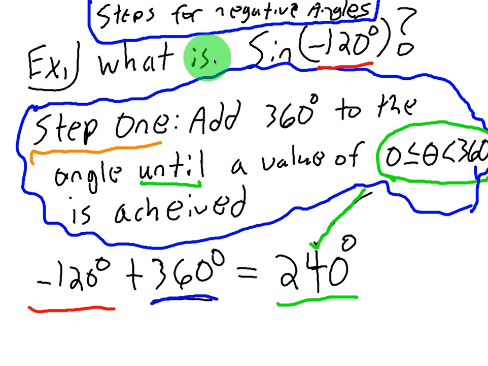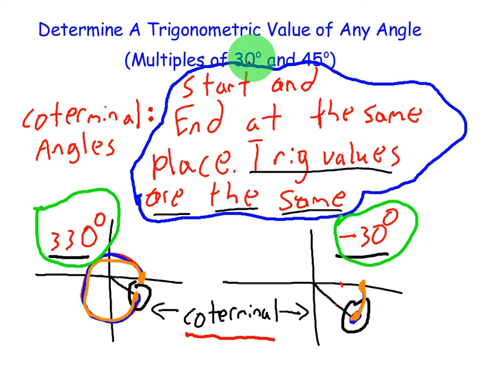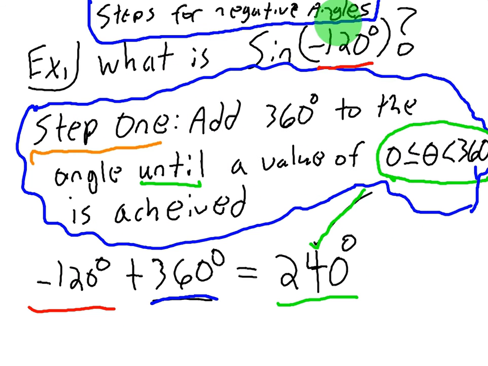So let's go ahead and talk about what is sine of negative 120 degrees. The following steps are for finding trig values of negative angles. Now if you notice on the front page, we're dealing with multiples of 30 and 45. Any other multiples like 15 and 75 we'll get to in another lesson. The first thing you're going to do if it's a negative angle is simply add 360 to that angle until you end up with a value that's between 0 and 360. Now you might be thinking, well, why do we do that?